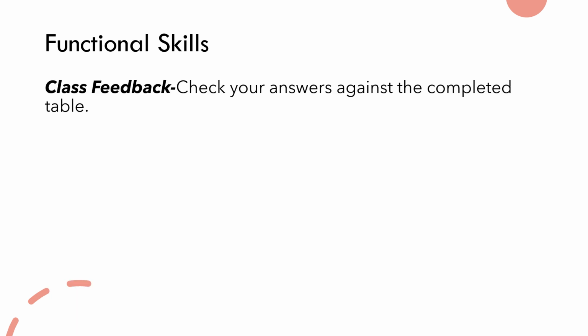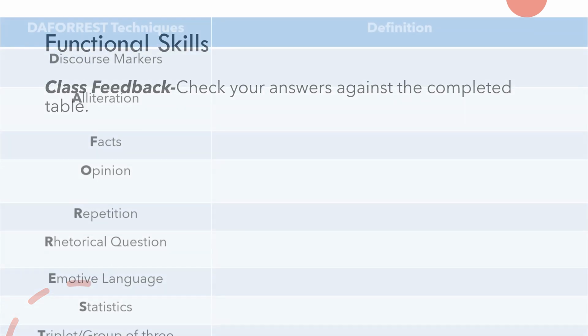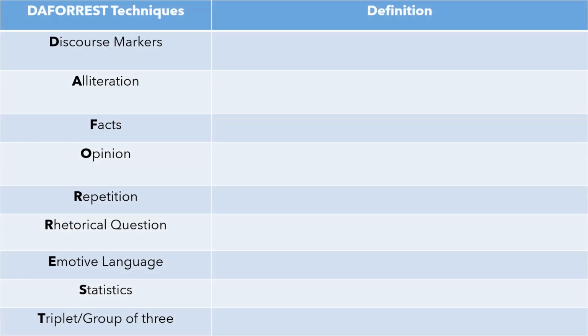Class feedback. Check your answers against the completed table. So here we have all of our DAFORREST techniques on the left hand side. First of all, we have our discourse marker. Now, discourse marker is what I would say the D is. Some teachers will say that it's direct address. There's absolutely nothing wrong with that. However, it does change a little bit from teacher to teacher. So some will say discourse markers and some will say direct address.